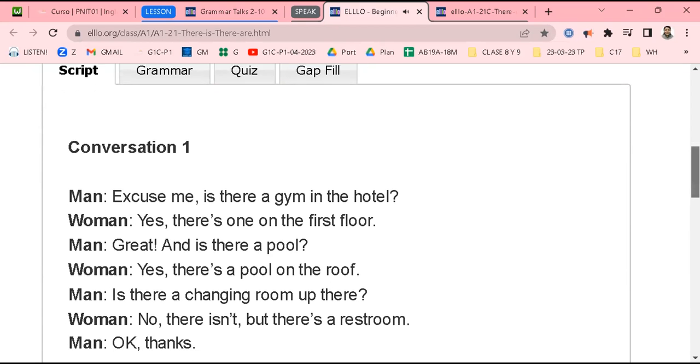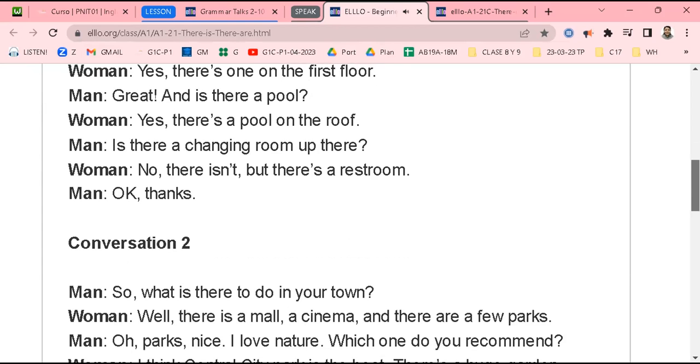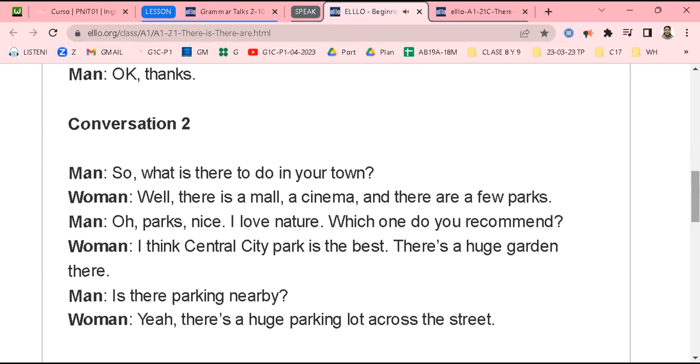Conversation one. Excuse me, is there a gym in the hotel? Yes, there's one on the first floor. Great. And is there a pool? Yes, there's a pool on the roof. Is there a changing room up there? No, there isn't. But there's a restroom. Okay, thanks.